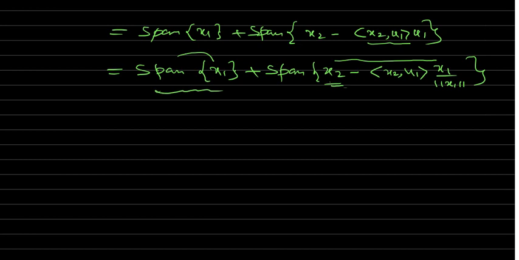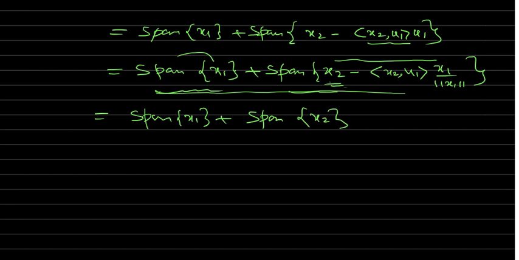We can take this x1 out from here. You can prove this also. The span of this whole set is the same as span of x1 plus span of just x2. I don't need this part actually. This is a scalar multiple of x1 and span of x1 is already here. So that's equal to span of x1, x2. So that's span of u1, u2. So now you have two vectors u1, u2. After this you will find y3, which you will find with the help of u1, u2, then you find this u3. Okay.